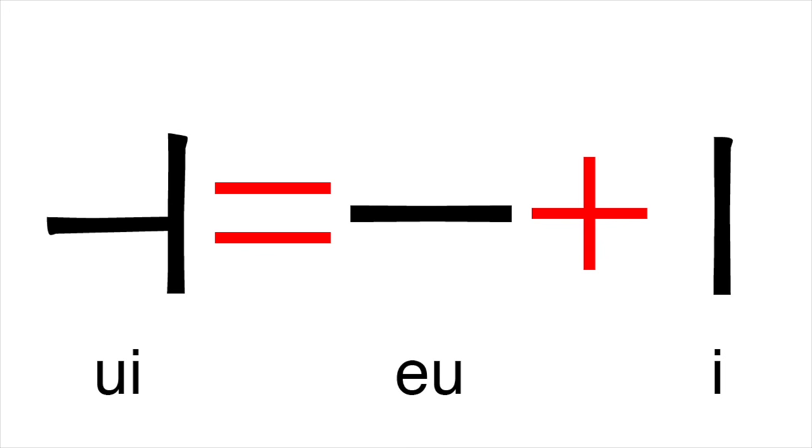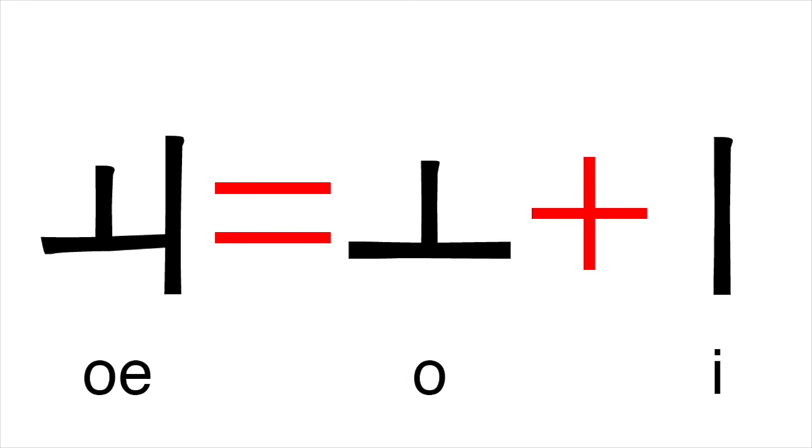Ri is a combination of and e, so the sound is ri. Finally, there's we. You can see that it is a combination of o and e, but it isn't pronounced oi. This is an exception. It's pronounced we.